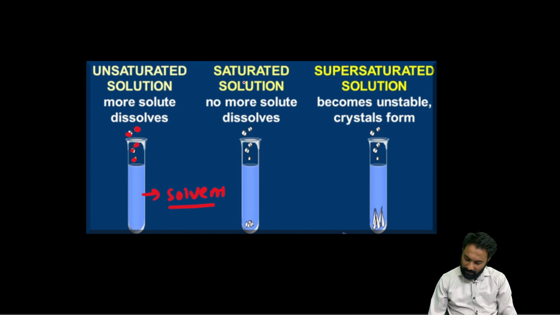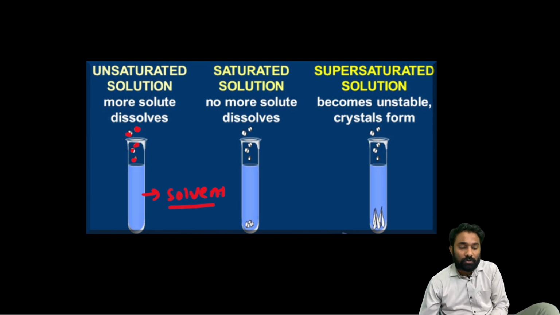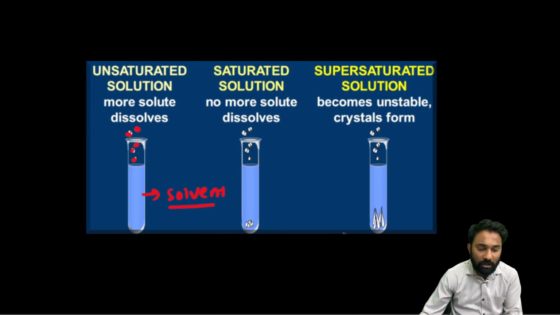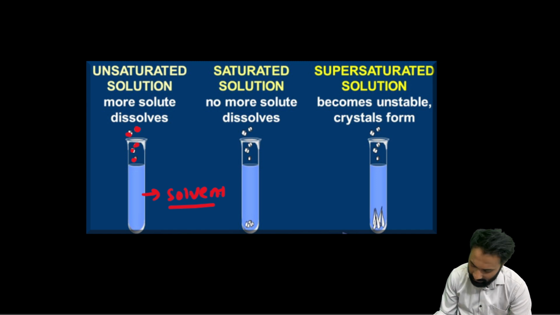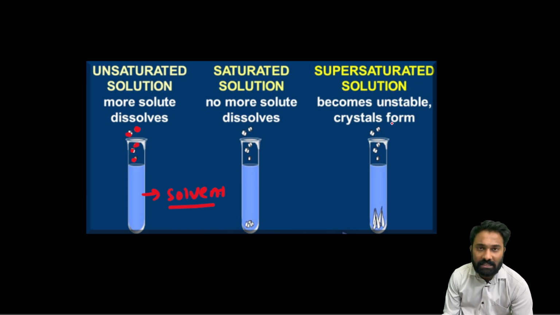Now when it comes to the saturated solution, whenever you add the solute to that solution, it is not able to dissolve the solute. That type of solution we call a saturated solution. Clear? Next comes the supersaturated solution, which becomes unstable and the crystals will be formed.